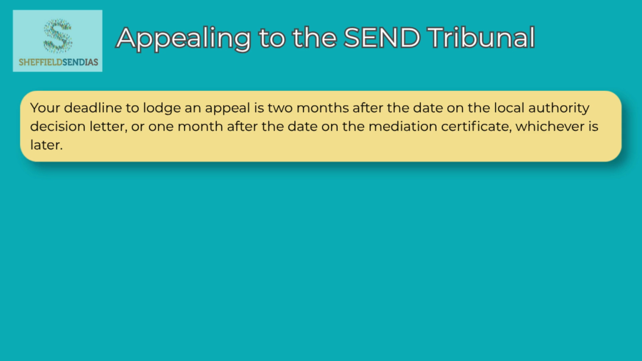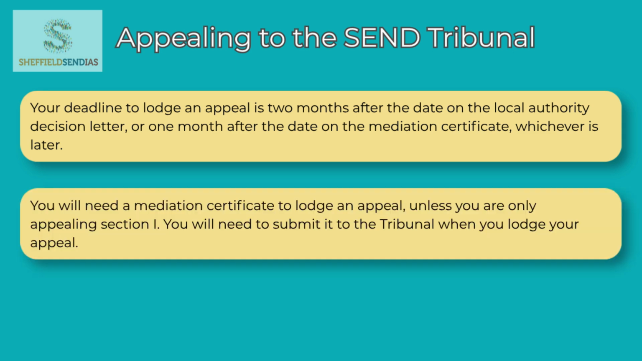In most cases, if you want to lodge an appeal, you will first need to get a mediation certificate. The only time you don't need to consider mediation and get a mediation certificate is if you are only appealing Section I of a final EHCP. That's the educational placement. You will need to provide a mediation certificate when you make an application to appeal.